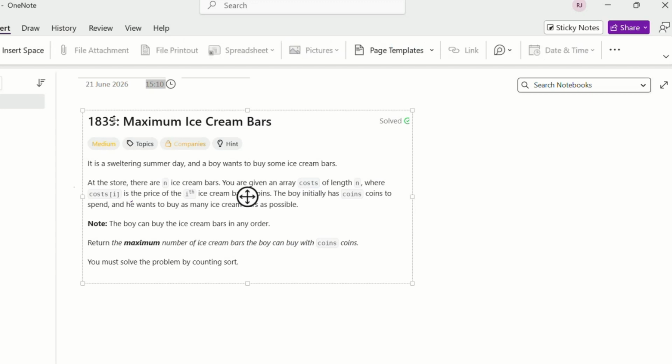Everyone, so today's problem of the day is Maximum Ice Cream Bars. So what is given in the description? It is a sweltering summer day, and a boy wants to buy some ice cream bars. And at the store there are ice cream bars.